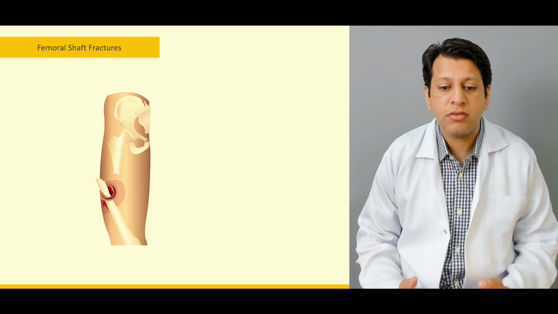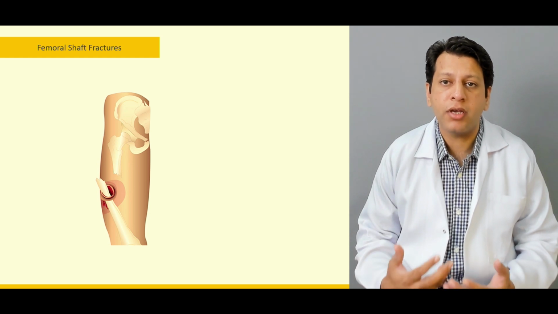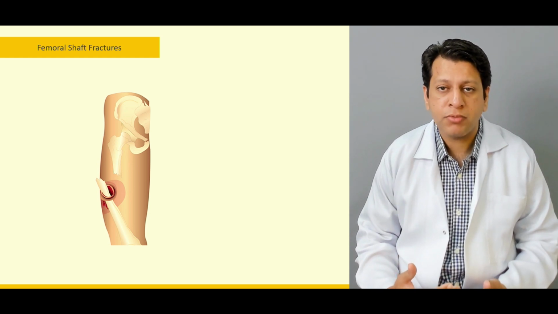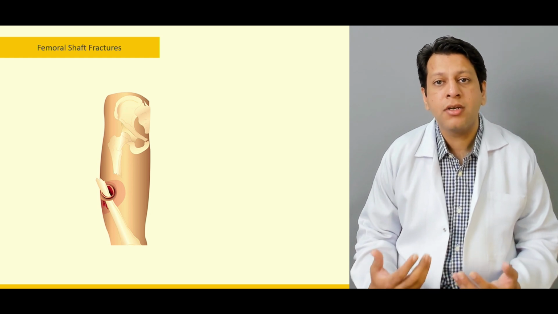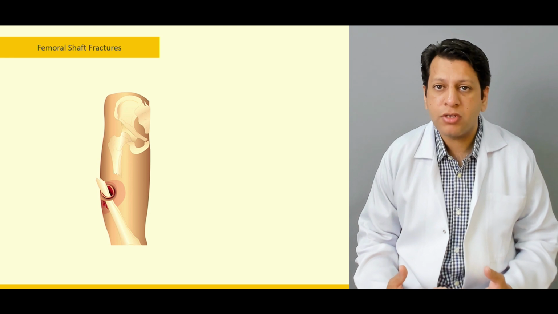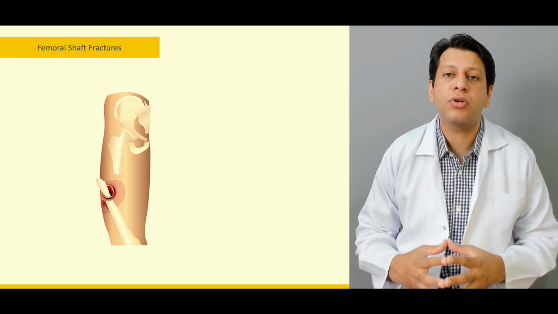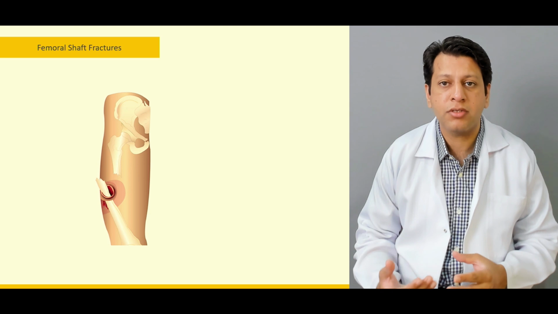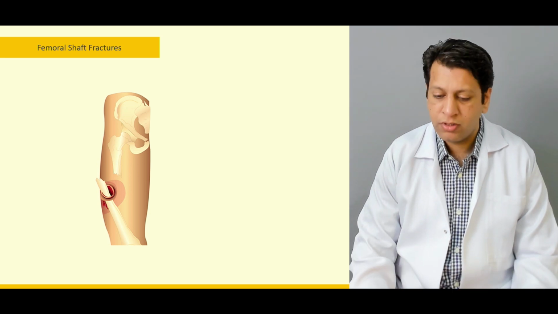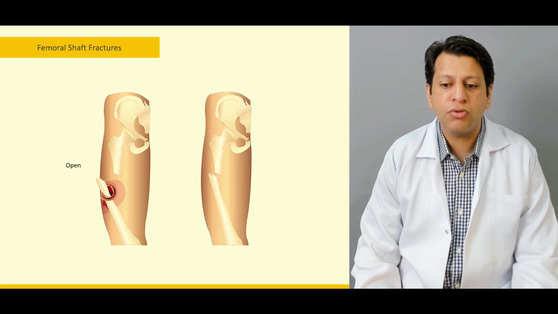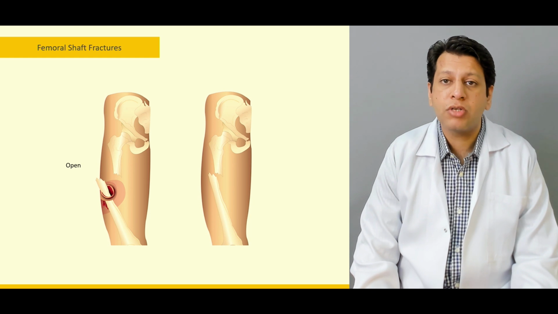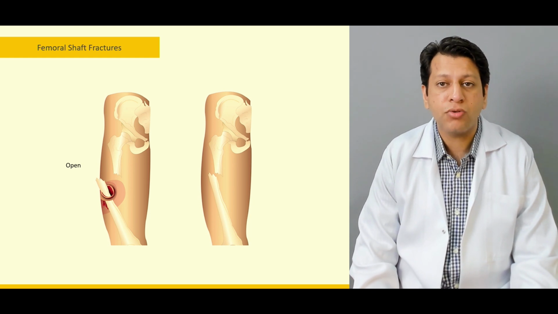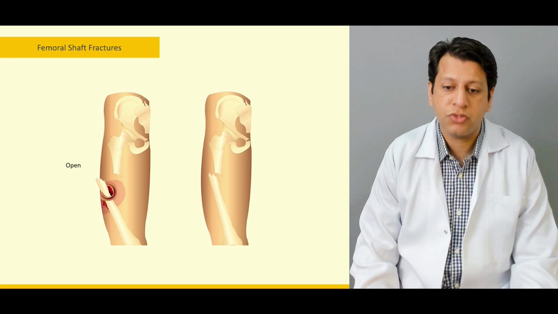Open fracture means in which the bone is either protruding out of the muscles and the skin into the air, or there is a small puncture wound in which there is protrusion and tenting of the muscles from inside out. Closed fractures are usually femoral shaft fractures where there is no tenting and the bone is not protruding out of the skin.